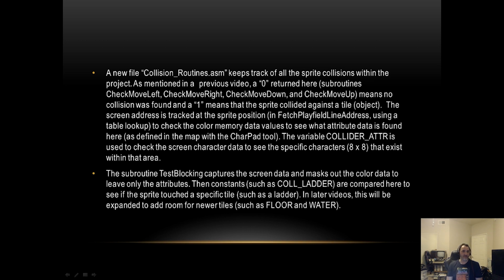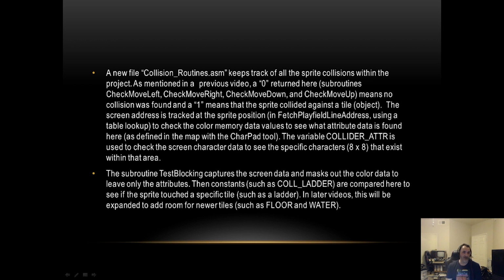As mentioned in the previous video, a 0 returned here from the subroutines check move left, check move right, check move down, and check move up means no collision was found, and a 1 means that the sprite collided against a tile object. The screen addresses are tracked at the sprite position and fetch playfield line address using a table lookup to check the color memory data values to see what attribute data is found here, as defined in the map with the charpad tool. The variable collider attr is used to check the screen character data to see the specific 8x8 characters that exist within that area.